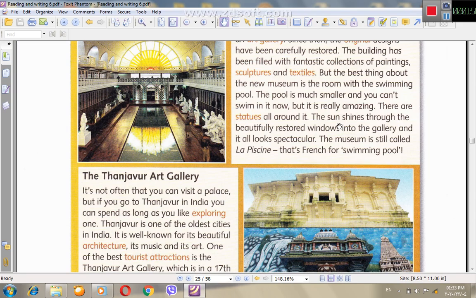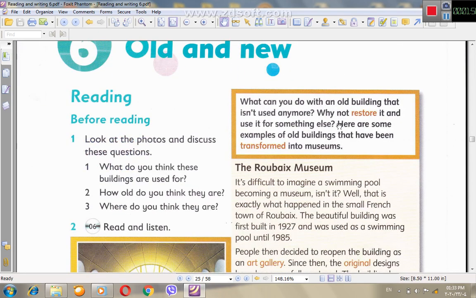So let's go back to page 24. What do you think these buildings are used for? We will get from the text after reading and listening why they were used before. Then how old do you think they are? And we can get this one too. And where do you think? And we can get the place of them.